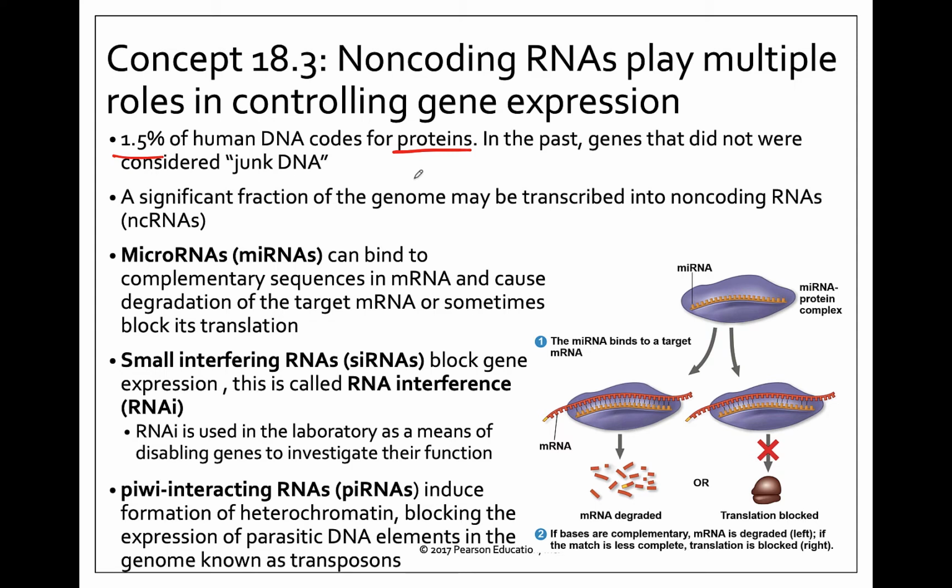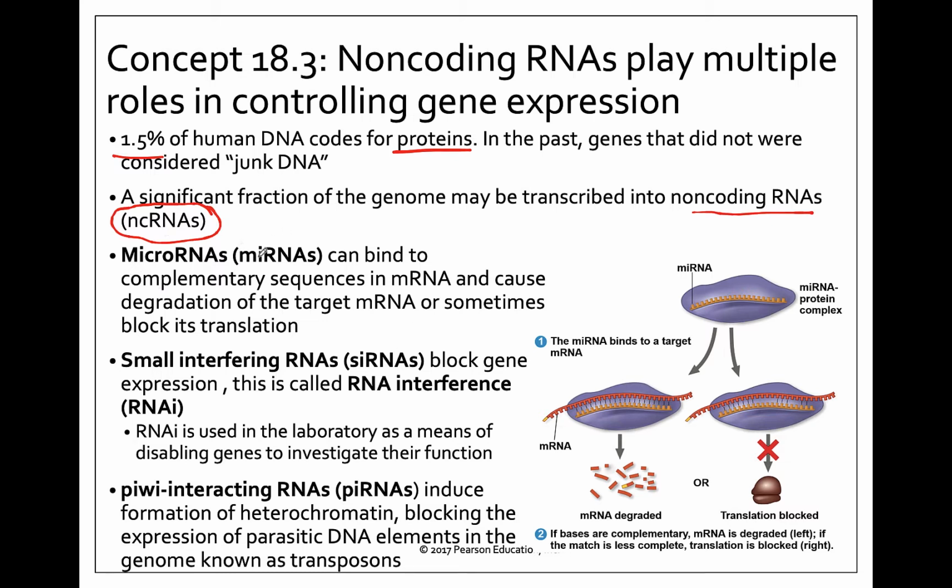We've got control elements, and we have some fractions of our DNA that can be transcribed into something called a non-coding RNA. So these are not messenger or transfer or ribosomal RNAs. These are just really small types of RNAs that have different functions in the cell. And just because they don't code for a protein doesn't mean they're junk. So here are a few examples.